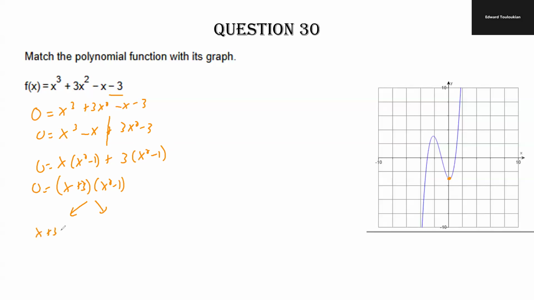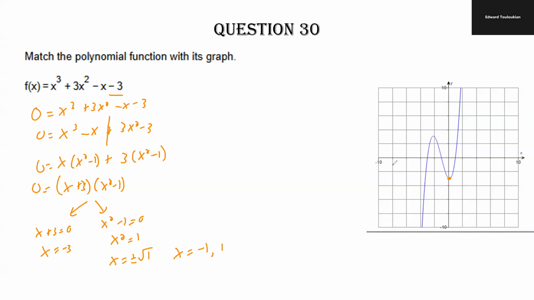x plus 3 equals 0 and x squared minus 1 equals 0. Well, this one is just x equals -3. This is x squared equals 1. x is equal to plus or minus the square root of 1. So x would equal -1 and +1.